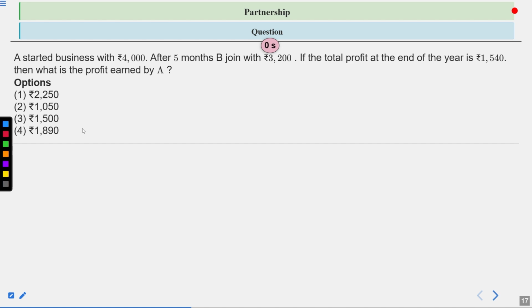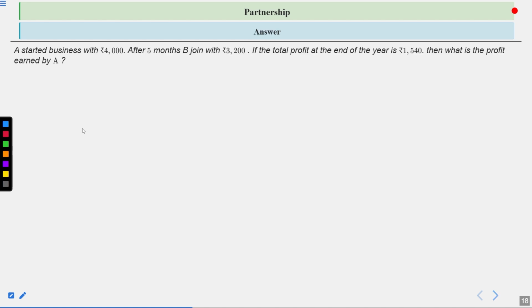Now time's up. Let's see the solution of this question. So A started business with 4000 rupees. After 5 months, B joined him with 3200 rupees, and the total profit is given, which is 1540 rupees. So we can calculate it because we make the share of A and B. We have the share of A and B, and we also have time. So multiplying the investment into time, we get the ratio of the profit. So the correct answer of this question is the second one, which is 1050 rupees.